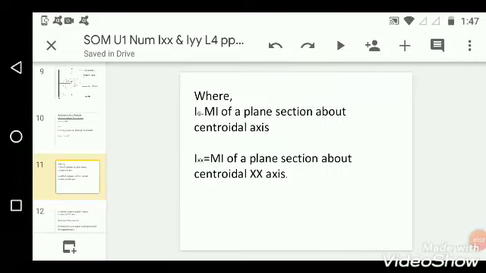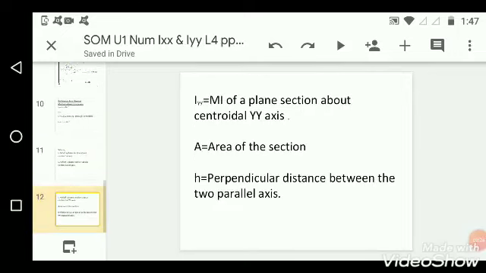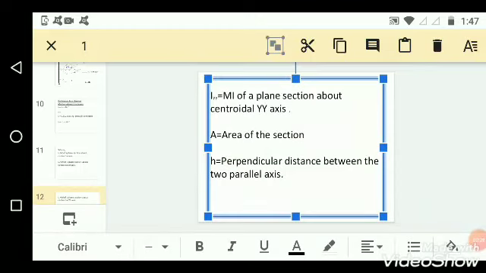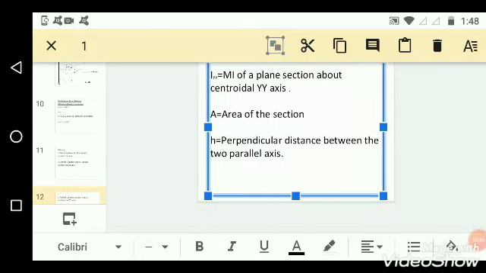Where IG is equal to moment of inertia of a plane section about centroidal axis. IXX is equal to moment of inertia of a plane section about centroidal X axis. IYY is equal to moment of inertia of a plane section about centroidal YY axis. A is the area of the section. H is equal to perpendicular distance between the two parallel axes. So this is the theory part of parallel axis theorem. In our next lecture, we will try to solve some basic numericals on the basis of parallel axis theorem. Okay, thank you.